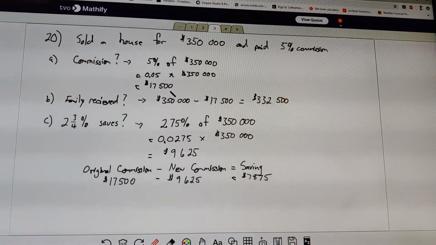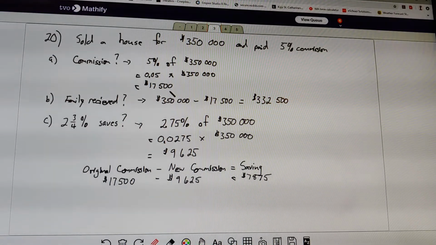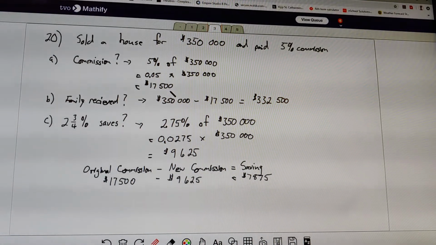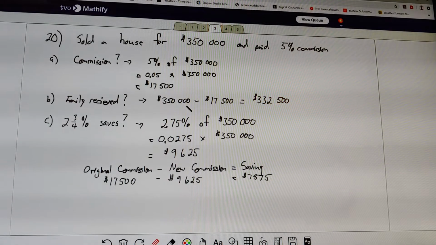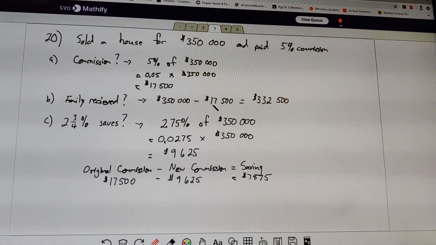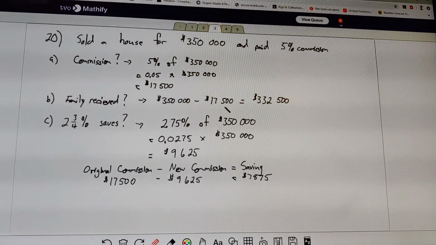Not bad for selling a house. So then question B says, how much did the family receive for selling their house? Well, if you're selling the house, you have to pay the real estate agent. So even though your house sold for $350,000, you're paying the real estate agent that 5% commission. So we have to take off or subtract the $17,500. So the family received $332,500.